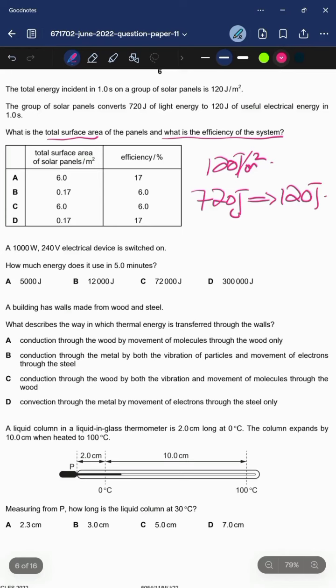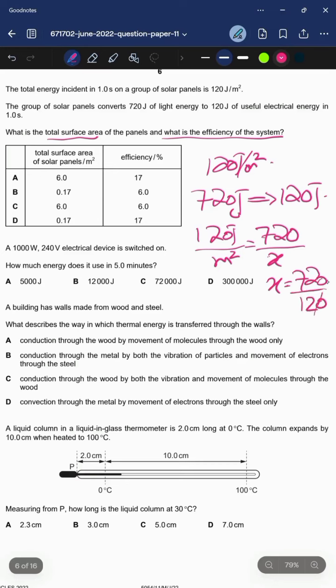Okay, so they're getting 720 joules. The incident energy on the solar panel is 120 joules per meter square, and they're getting a total of 720. So to get 720 in total, how many meter square do we need? In order to calculate, x will be equal to 720 divided by 120. That will be 6 meter square. So 6 meter square is the total surface area of the panels, right?